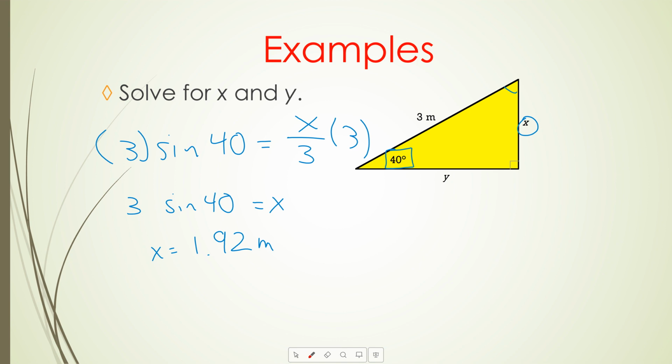With the angle of 40 degrees, is Y the opposite, the adjacent, or the hypotenuse? Adjacent. And we know 3, we already did that, it's the hypotenuse. Which function uses adjacent and hypotenuse? Cosine. The cosine of the angle is equal to the adjacent side over the hypotenuse. Solve, please. Don't trust my picture. Don't think that y is going to be bigger than 1.92. It might be, but it doesn't have to be. Same rules apply: it's got to be less than 3, but greater than 0.